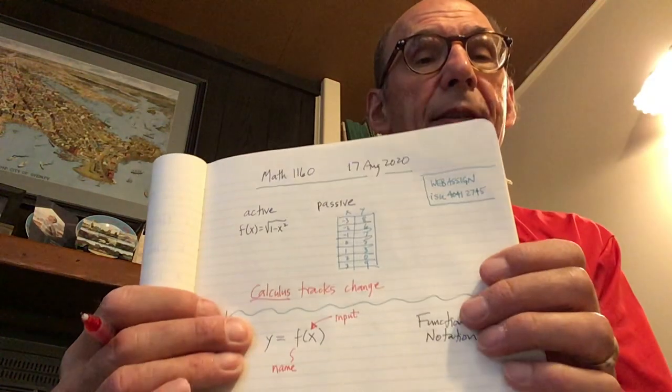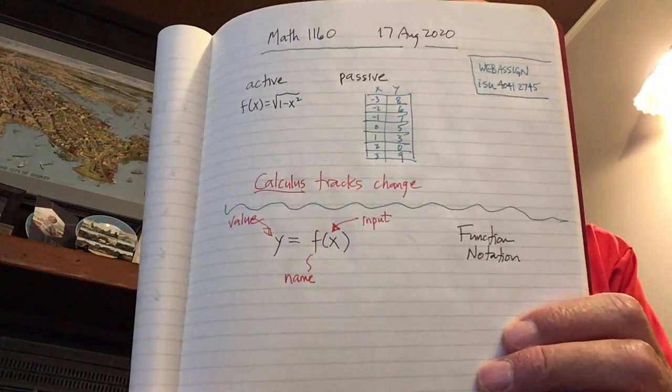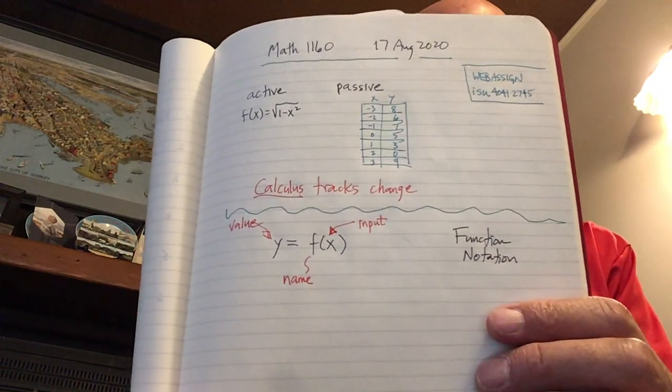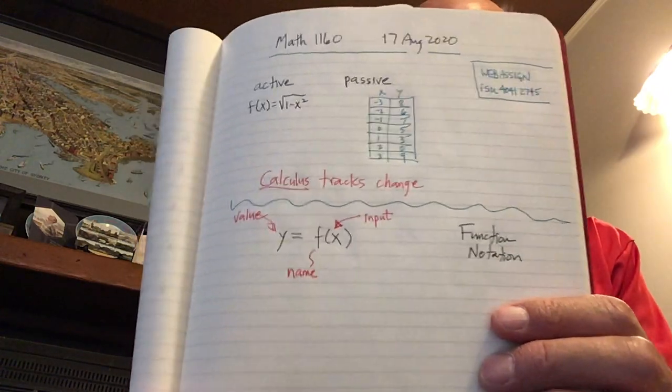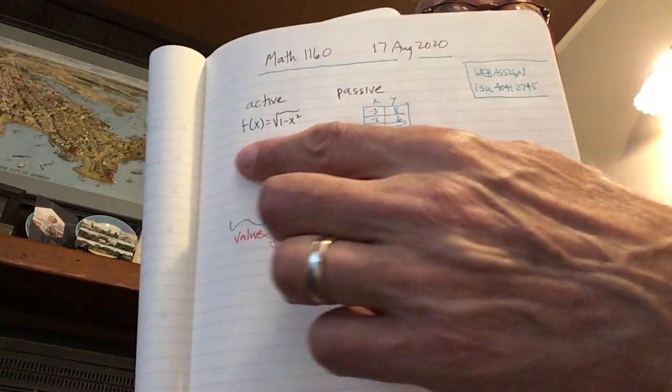F is the name of the function. X is the input. And you can put in any input as long as it doesn't blow up, like taking the square root of a negative number. So x is the input, and y, or f of x, is the value. So we've got the name of the function f, the input x, the value y, and that's pretty much the standard notation.